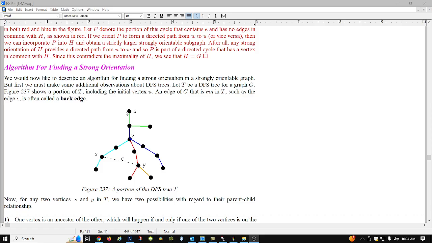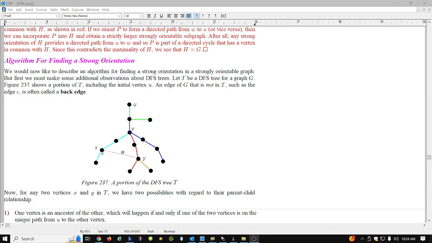Okay. So that would be a complete depth first search for this graph, but this could even just be a portion of a bigger depth first search graph. It doesn't matter. Now, consider two vertices here, x and y, in this depth first search tree. There are two possibilities with regard to the parent-child relationship between these two vertices.